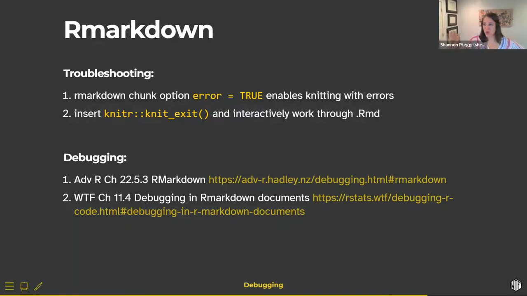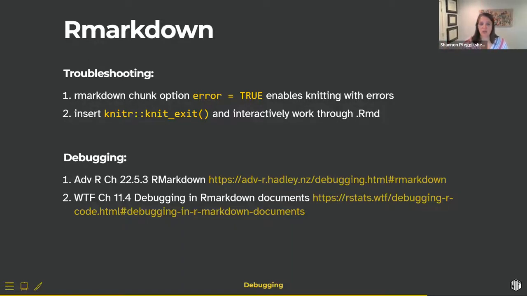One, if you're working in an R Markdown chunk, you can always set the error option for that chunk to be true. So when you're knitting something, it will normally exit out on an error. But if you don't want it to exit out on an error, but you want it to print the error message and keep knitting, you can use error equals true there. And that might help you figure out what's happening. And you can set that globally instead of at the chunk level as well.